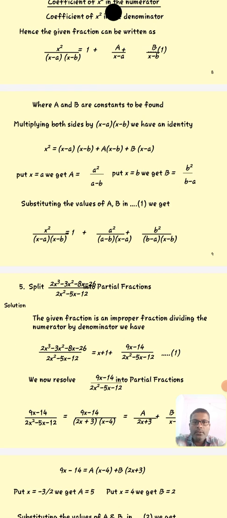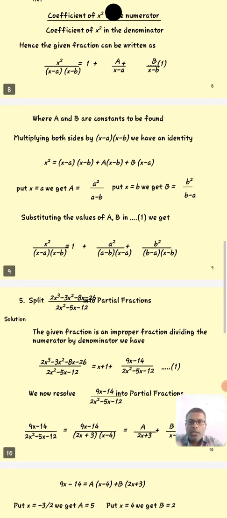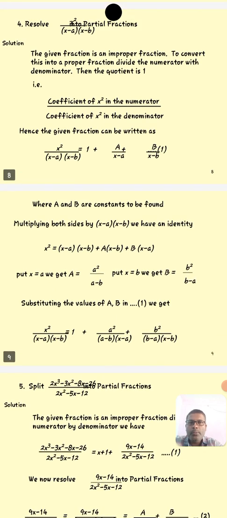Substituting these values of A, B in 1, we get x square divided by x minus a into x minus b is equal to 1 plus, what is the A value here? a square divided by a minus b into x minus a, plus, what is the B value here? b square divided by b minus a into x minus b. Are you clear?